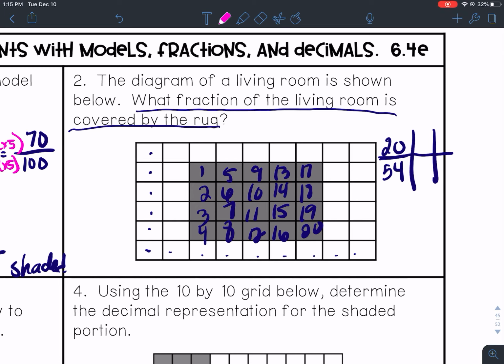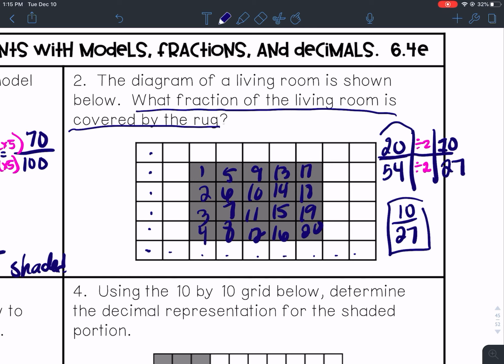I'm going to see which of my rules it follows. Do they both end in zeros? Nope. Does it end in a 0 or a 5? Nope. Do they both end in even numbers? Yes. If they both end in an even number, which 0 is an even number, 4 is an even number, divided by 2. Divided by 2. 20 divided by 2 gives me 10. 54 divided by 2 gives me 27. Okay, so my answer is 10 over 27.